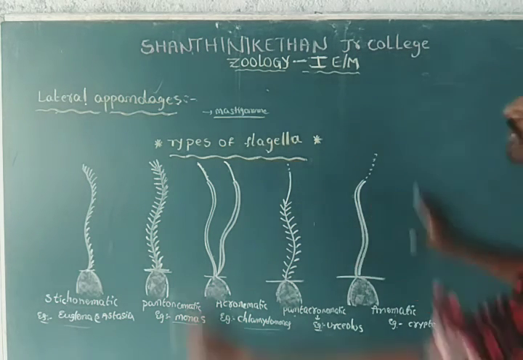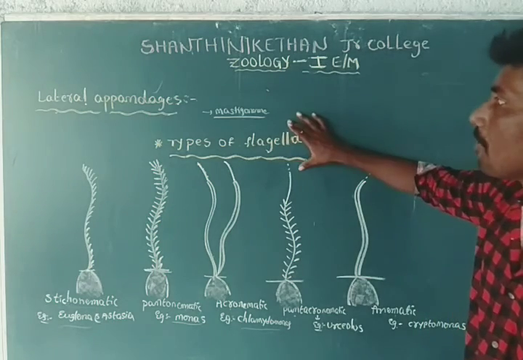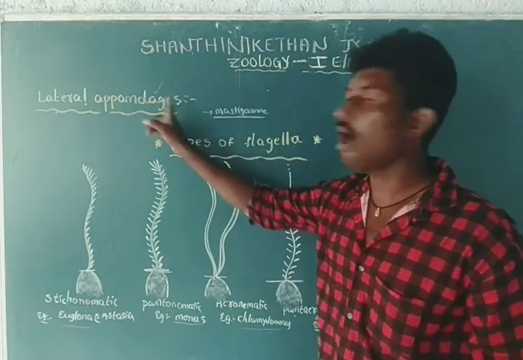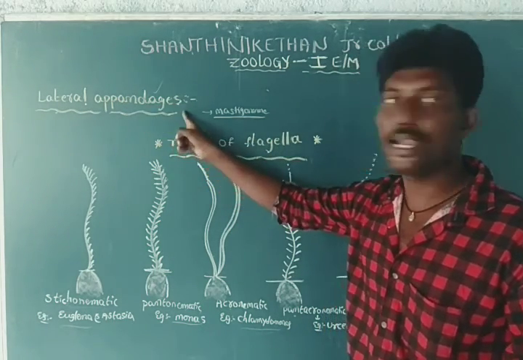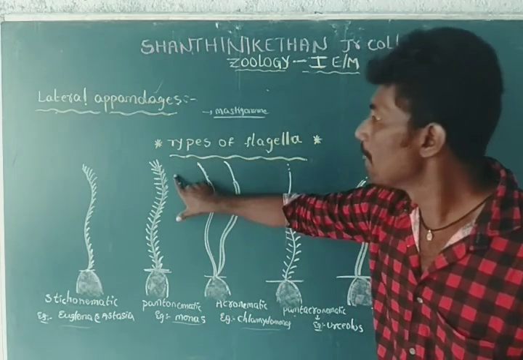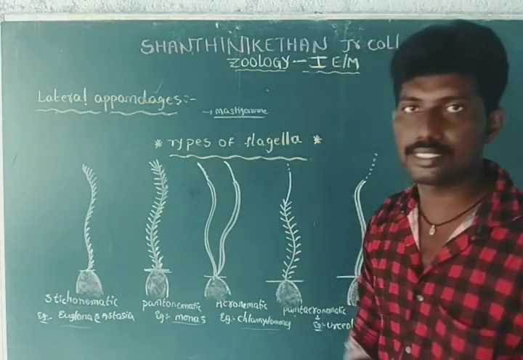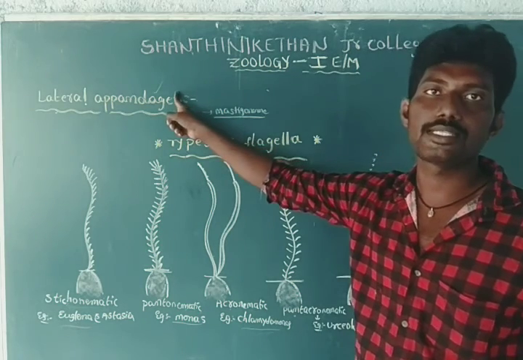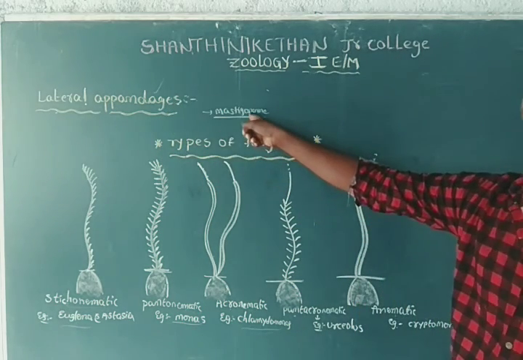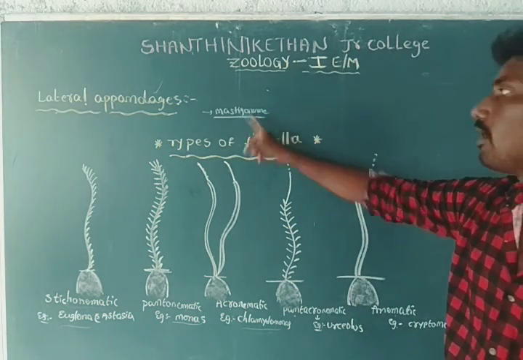These are the types of flagella, based on lateral appendages. What is the meaning of lateral appendages? The flagellum bears 2 or more rows of small hair-like fibrils. These are known as lateral appendages, commonly known as mastigonemes.